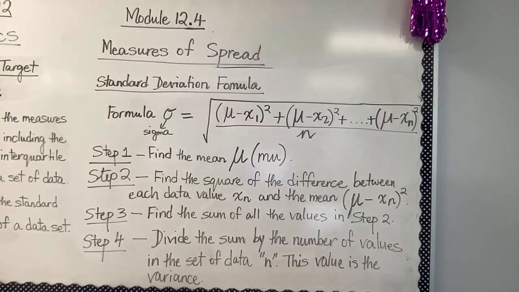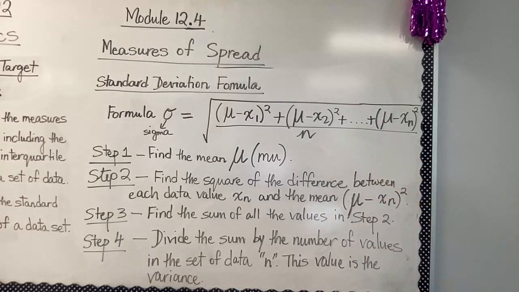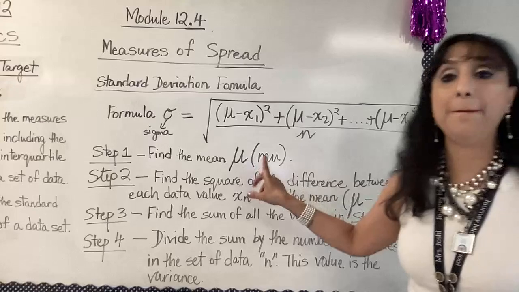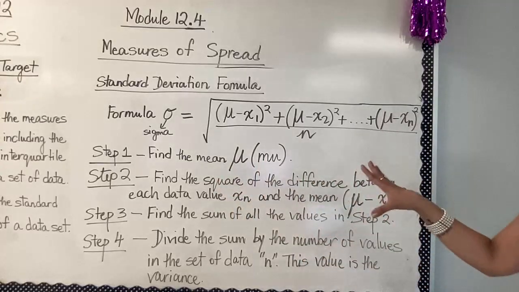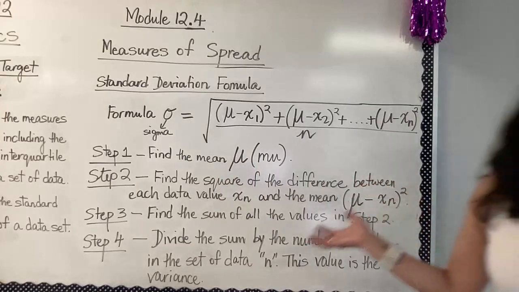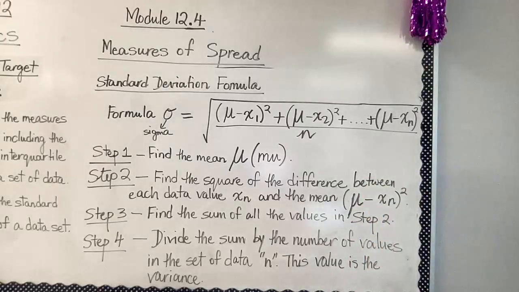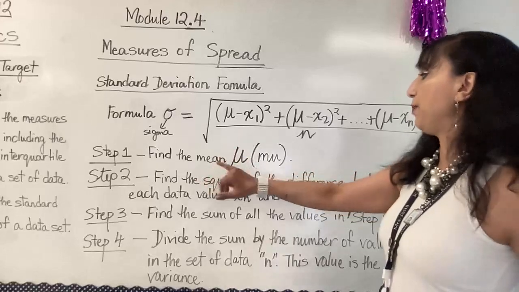Okay, now this is the formula that we have for standard deviation, and the first thing we do is find the mean, and that is represented by mu. It's a Greek letter, mu, which is pronounced like M-E-W, mu. It's commonly used in statistics to represent the population mean or average. So we find the mean, again represented by mu.